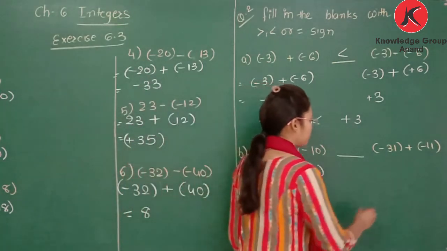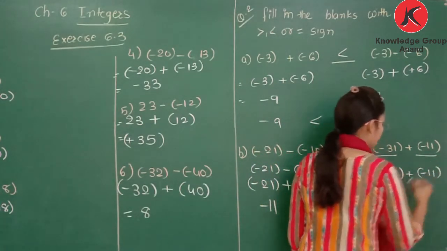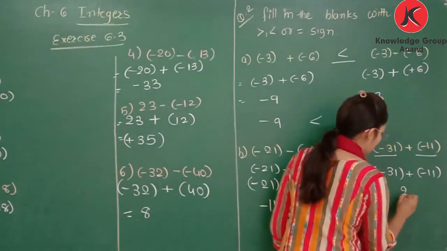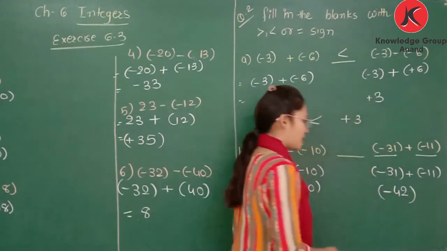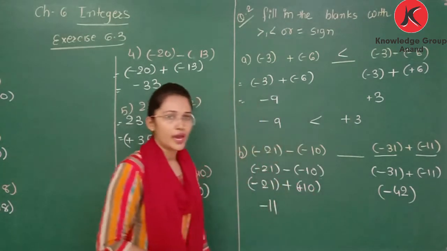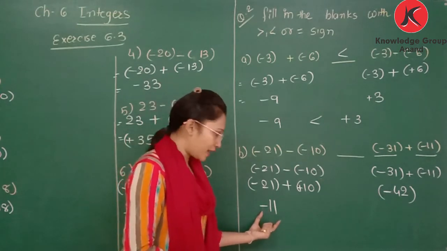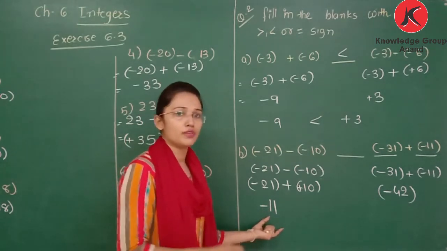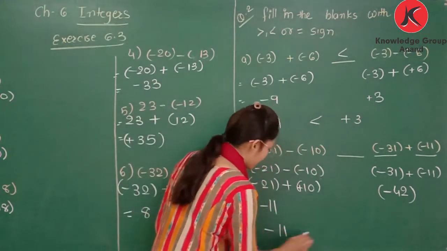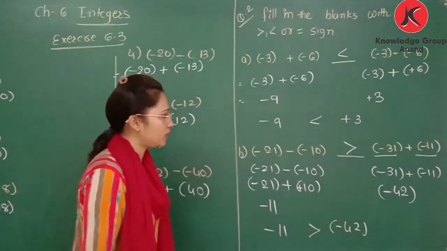Now on right side, both numbers are negative and addition of that. So if two signs are same, add the numbers, that is 42. Sign of greater number is minus, so minus 42. Now which one is greater, minus 11 or minus 42? As we learned in the comparison of integers, when both numbers have negative signs, then which one will be greater? The number with the lower value. So here 11. So we can write minus 11 is greater than minus 42. So here there will be greater than sign between this.